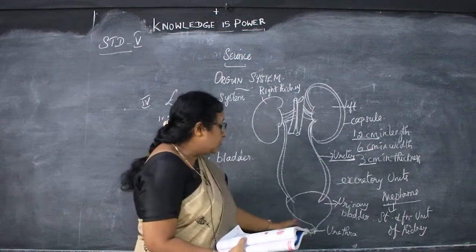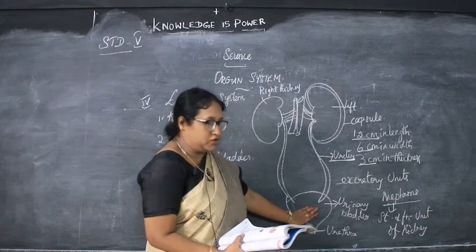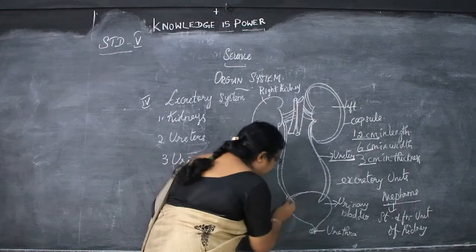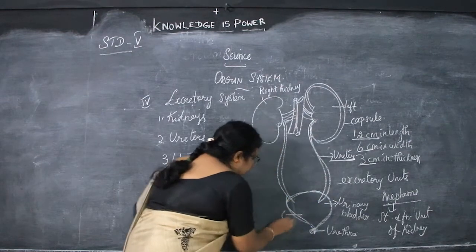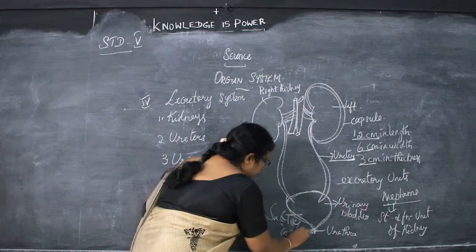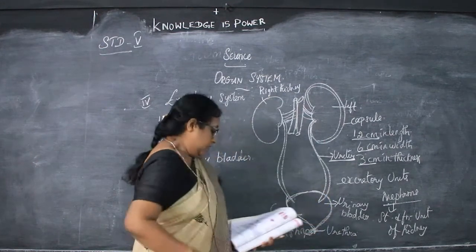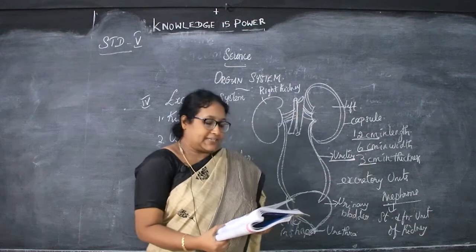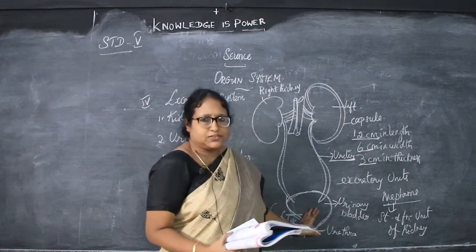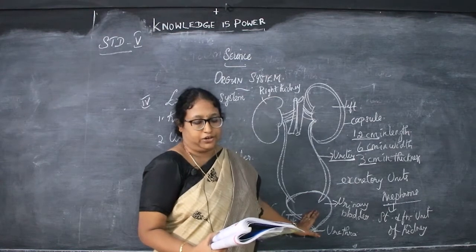Now, the urinary bladder looks like a sac. What is the shape? Sac-like in shape. It acts as a temporary storage organ of urine.